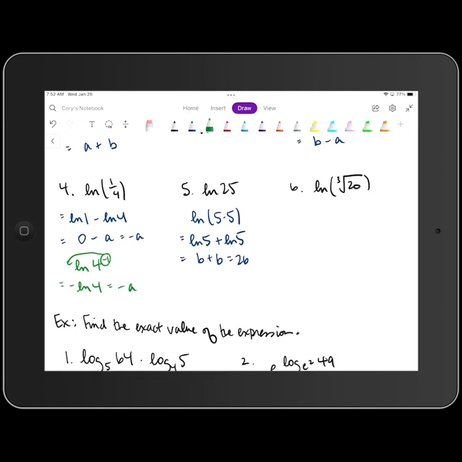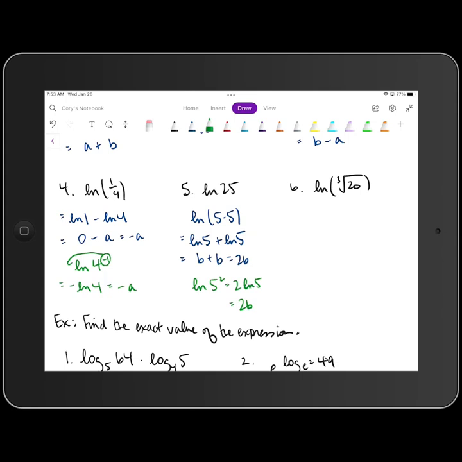Our second way that we can approach number 5 is we can rewrite 25 as 5 to the second power, and then we can pull the exponent out front, so that becomes 2 times the natural log of 5, which is also equal to 2b.